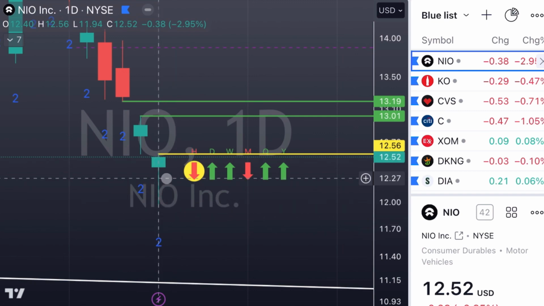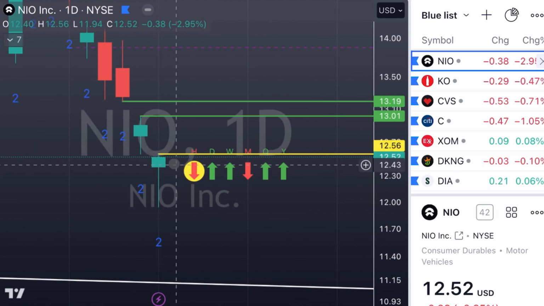And the third is a shooter. It's the exact opposite or the inverse of this, where the body's at the bottom and the wick is to the top. That's a bearish pattern. So we have a bullish pattern here, meaning we are looking for this to trend up. We could look for calls here at 1256.